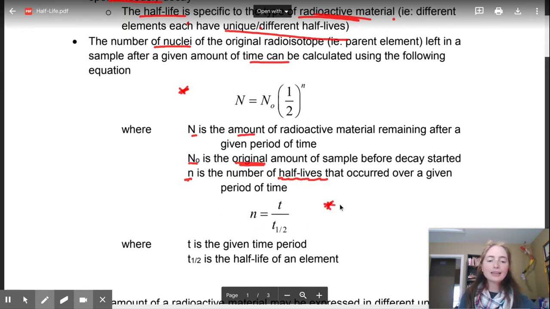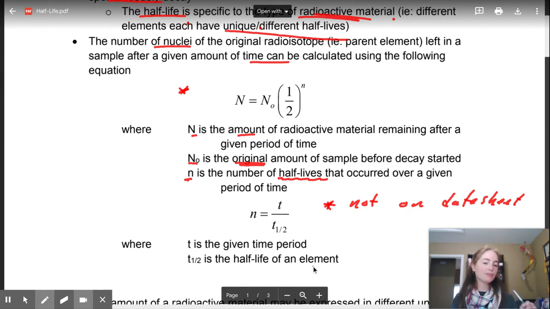This equation, ladies and gentlemen, is not on your data sheet. So my advice is to pause the video right now and write this equation on your data sheet so you have it. Pause. We're back. Now that you have this written on your data sheet, t is the given time period, so however many years have passed, 20 years, 5,000 years, whatever the question says for how much time has passed in total. T half is the half-life of an element.